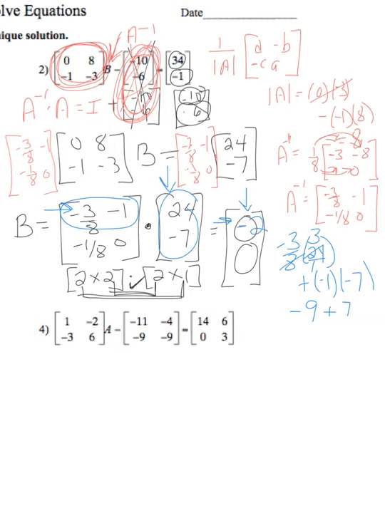There's that one. And now I'm going to do this row times this column. So that's going to be the negative 1/8 times 24 plus then the 0 times negative 7. So it's just going to be negative 1/8 times 24. Well, same thing. 8 reduces that 24 down to a 3. So I've got negative 3 plus 0, so negative 3. So there's the solution to that one, negative 2, negative 3.